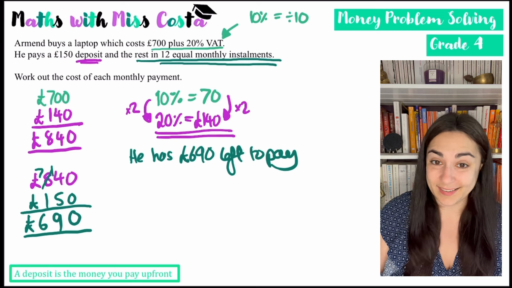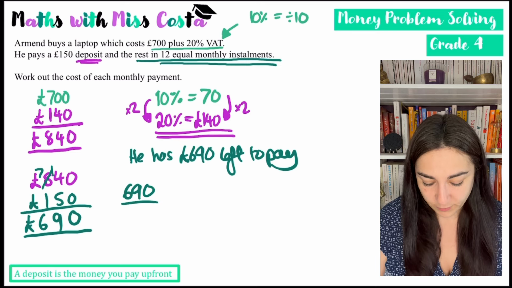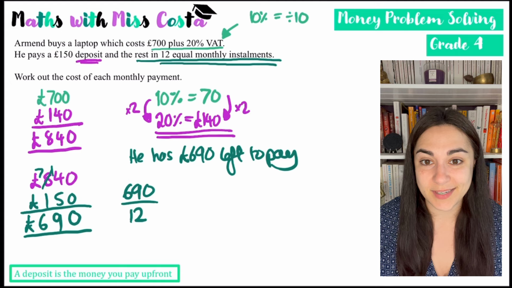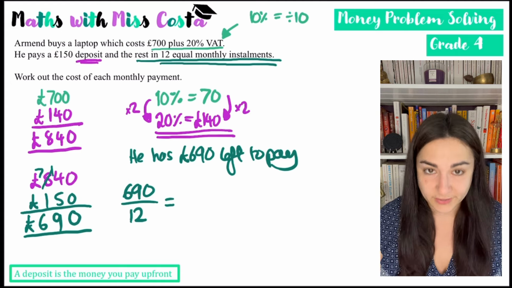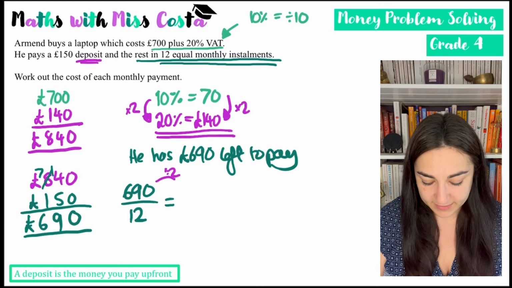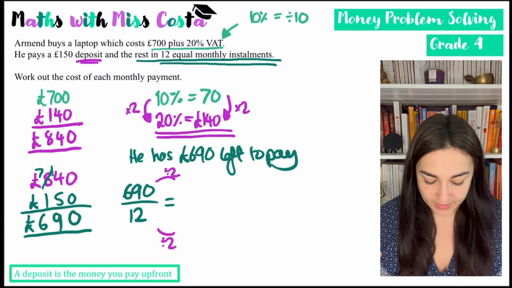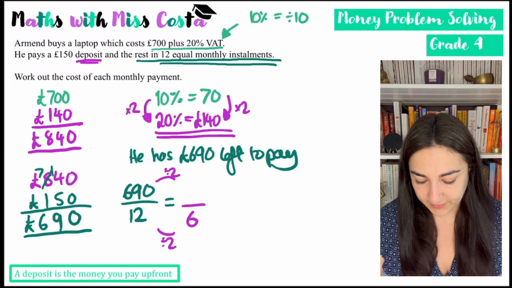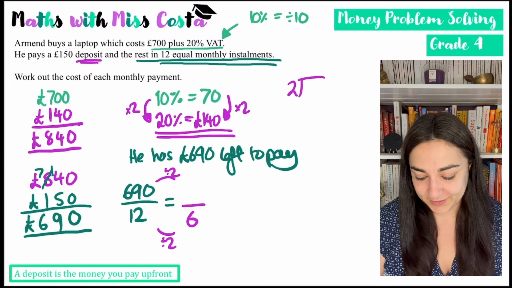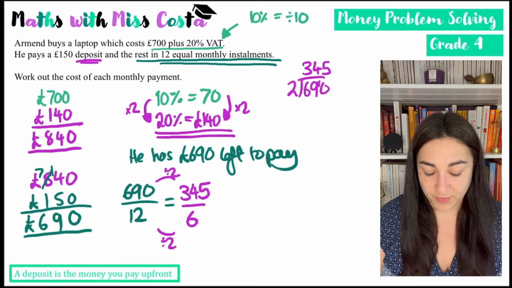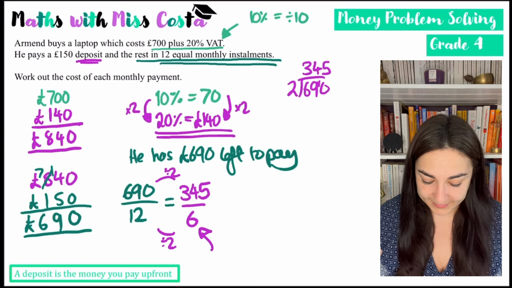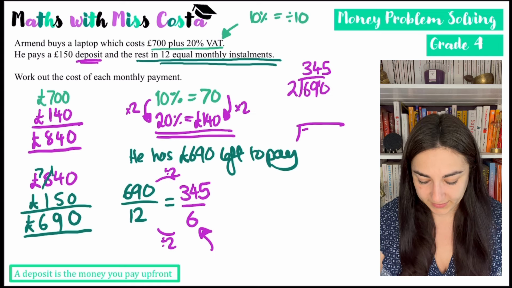It said that the rest is split into 12 equal monthly instalments. So I'm going to have to split that remainder into 12. And remember, if you really love long division, that's great. You just do it. If you don't, then you can make your life a little bit easier by just turning it into a fraction. 690 divided by 12. I can divide this by 2, divide this by 2. So 690 divided by 2, let's use the short bus stop method. 2's into 6 go 3, 2's into 9 go 4, remainder 1, and 2's into 10 are 5. So that would be 345 divided by 6. And whenever you've got a nice single digit number, then you can just use your bus stop method.